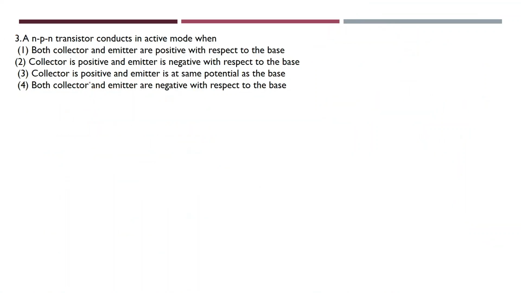So what is our next question? An NPN transistor conducts in active mode, meaning active mode is working. An NPN transistor works in which region? I said that an NPN transistor works only when the emitter base is forward bias and the collector base is reverse bias. This is the working. Which type of transistor? NPN transistor. Let me draw the NPN transistor.